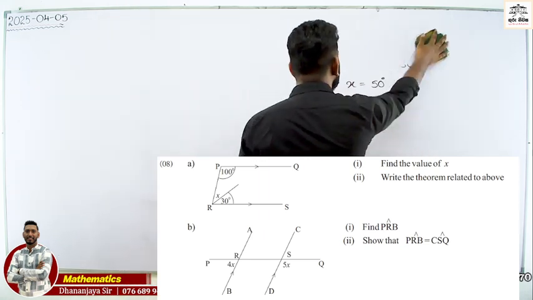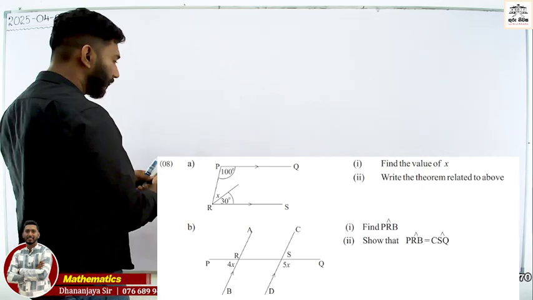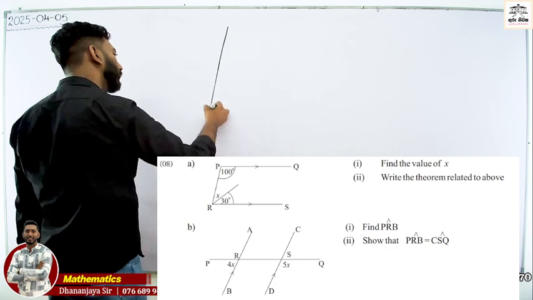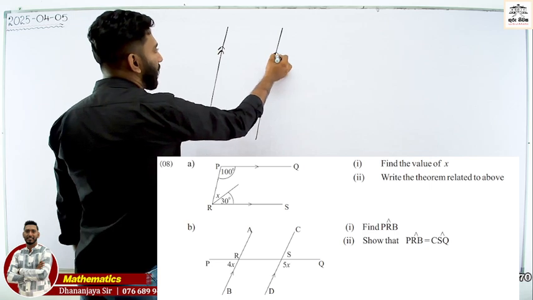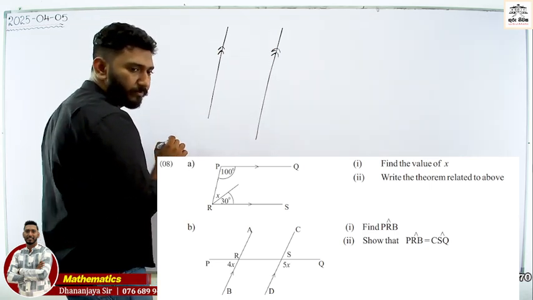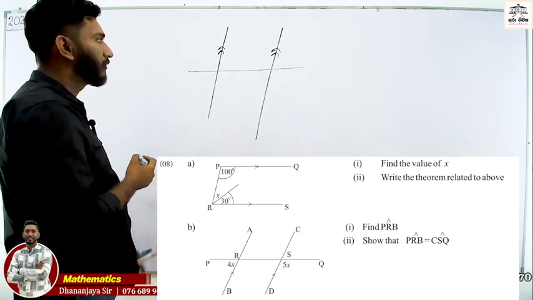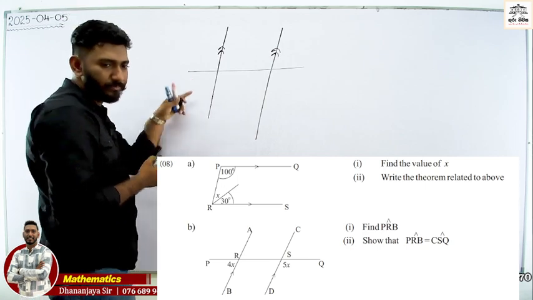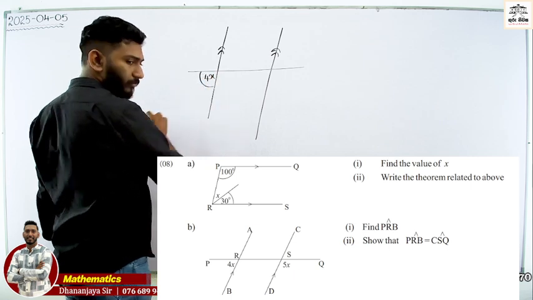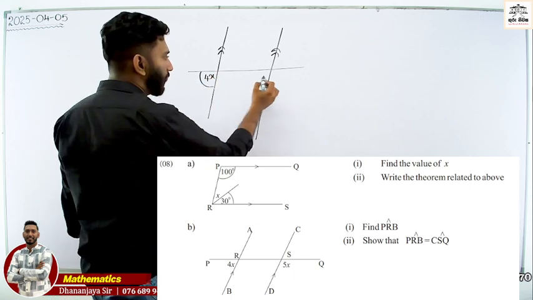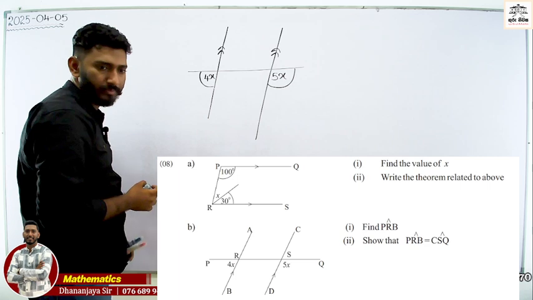Let's draw it neatly and do it. These two lines are parallel, as given. And this is what we call a transversal. 4x, 5x. That's it.